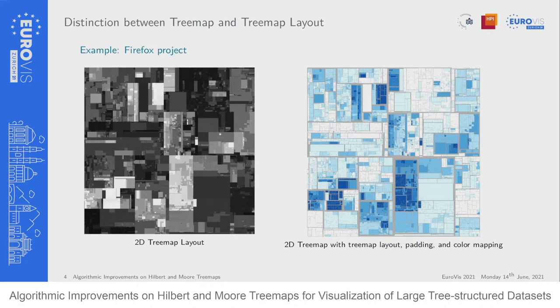On the left-hand side, you can see a 2D Treemap layout. We use the color as grayscale to differentiate between rectangles, so it's more a technical color mapping. And on the right side, you see a corresponding 2D Treemap visualization with added padding for nesting of child nodes to enhance the hierarchy, and color mapping to actually highlight on our mapping what we want to show.